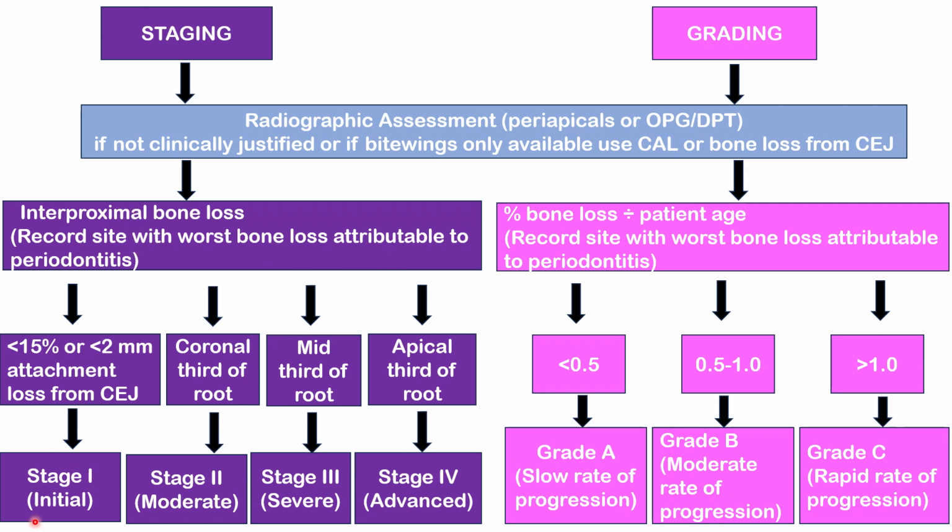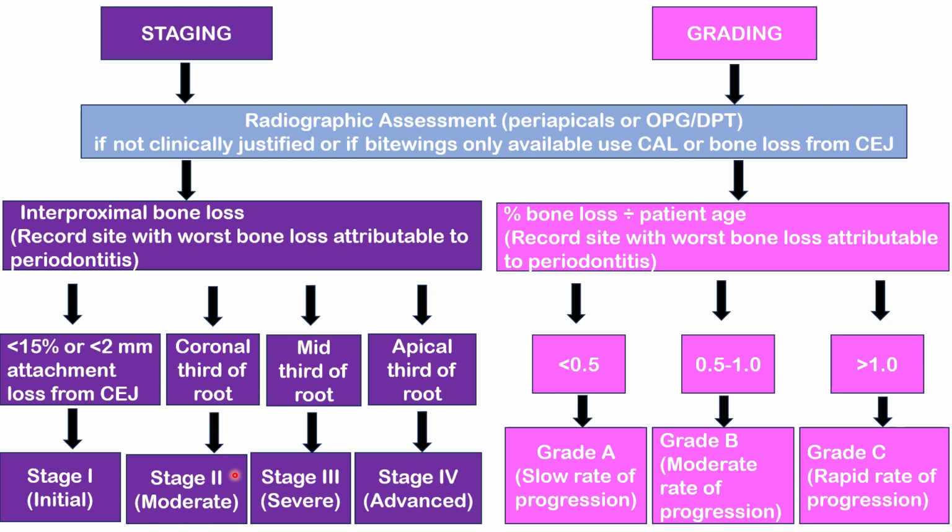We have four stages of periodontitis. First is stage 1, the initial stage. In this we can see that there is less than 15% of bone loss, or less than 2 mm of attachment loss from the cemento-enamel junction.